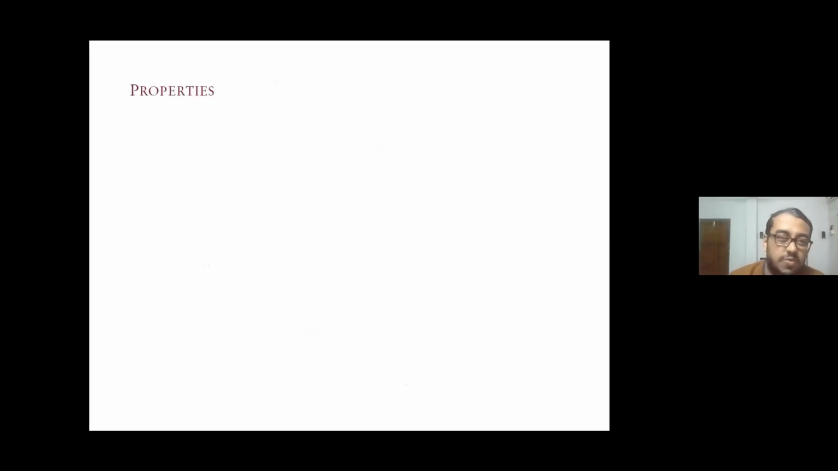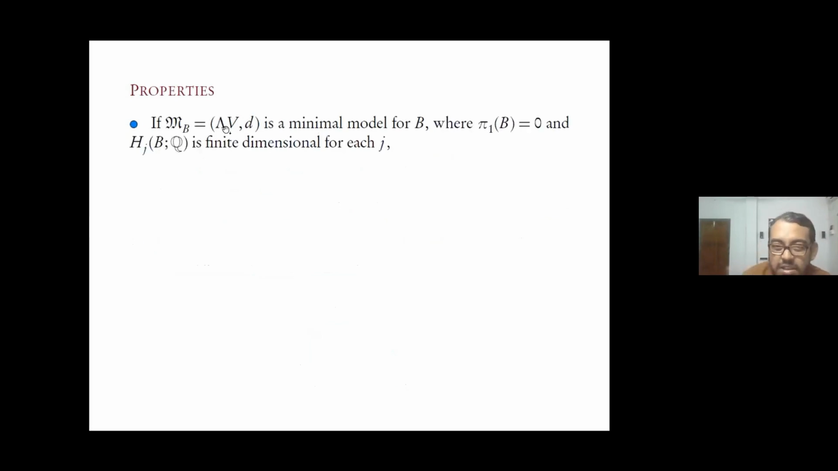So the first property is, of course, if this is a minimal model for B, which is denoted by this, then as I just argued, and I'm going to assume B is simply connected, and the cohomologies are finite dimensional for each degree. I'm assuming J, but you can put upper J, it doesn't matter because they're the same. So they have finite rank basically.